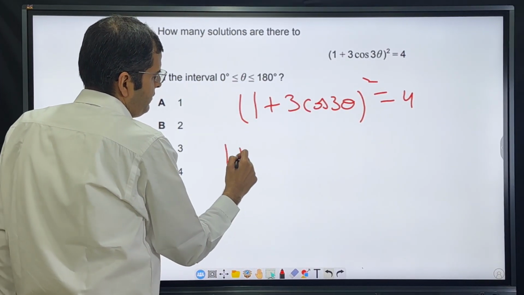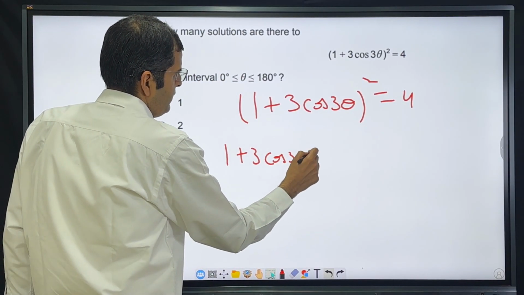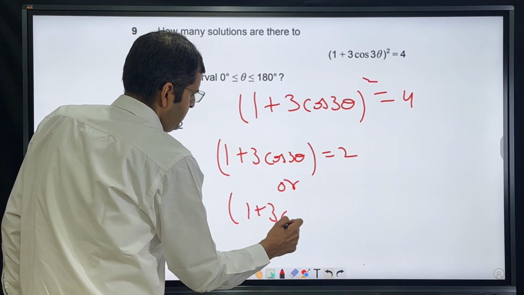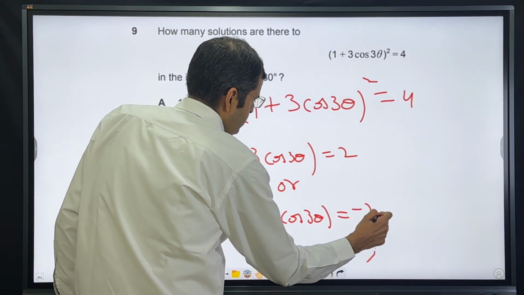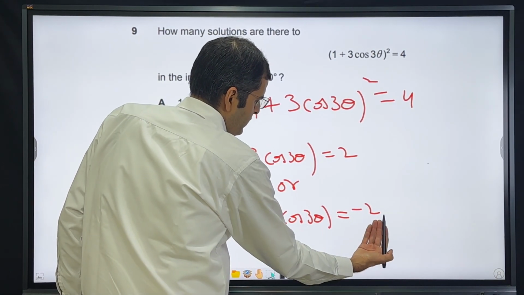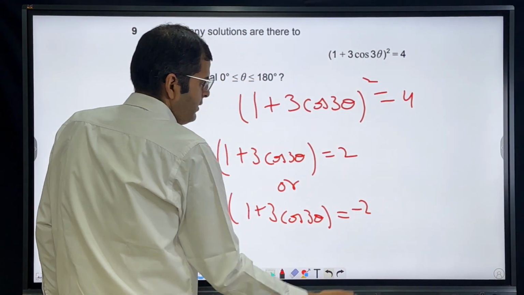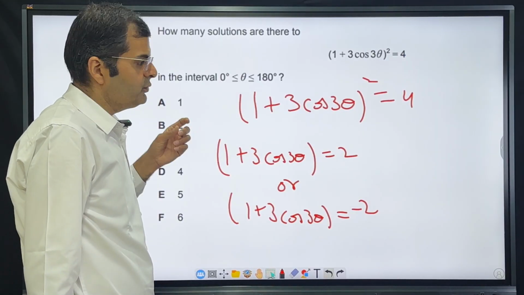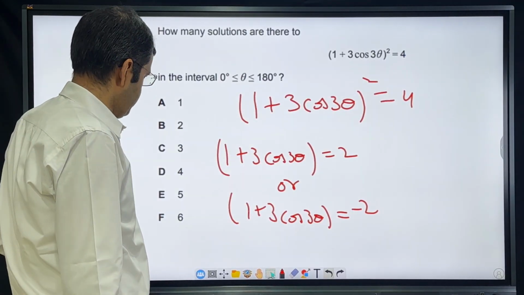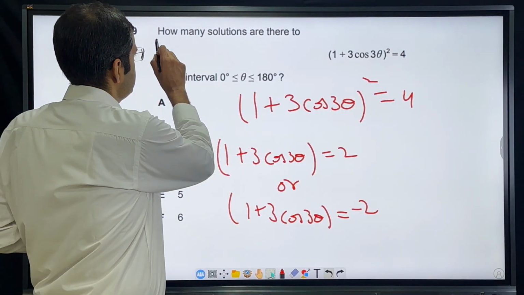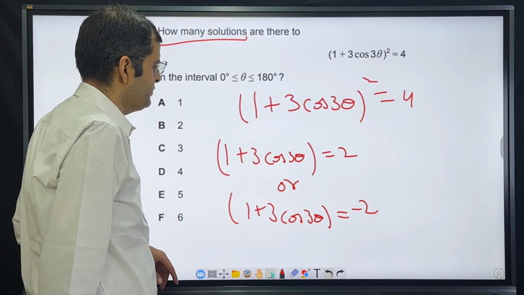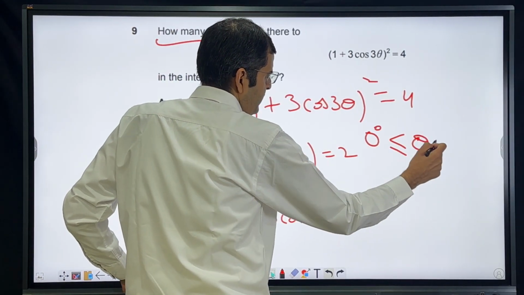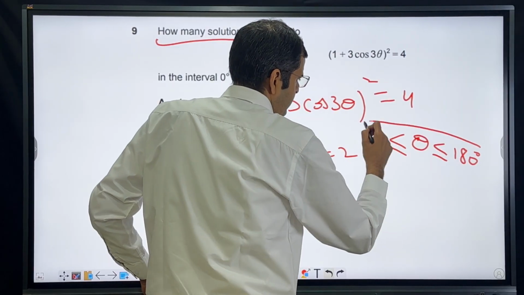So from here I can get 1 plus 3 cos 3 theta is equal to 2, or 1 plus 3 cos 3 theta is equal to minus 2. Okay. So if some square is 4, so either that thing is 2 or minus 2. So we'll take the first scenario here. We have to find the number of solutions. How many solutions? We don't have to find the exact values. And theta lies between 0 degree and 180 degree, including 0 degree and 180 degree.